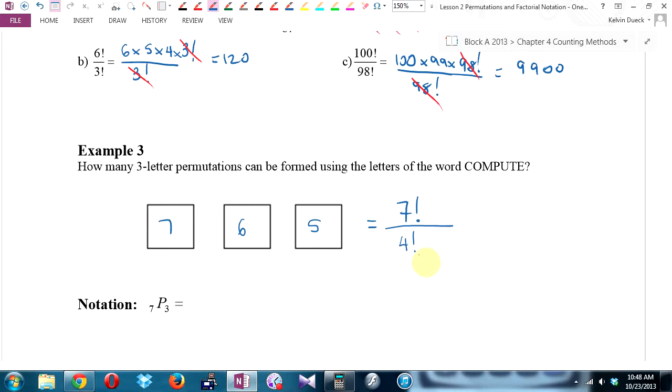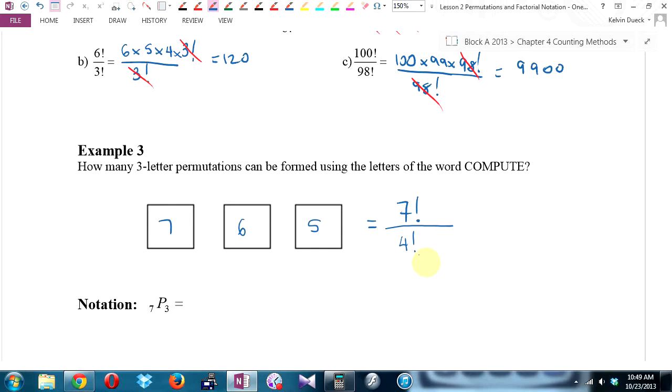From 7 objects, permutate 3 of them. It will do that for you. How many letters? Count carefully. How many letters? 7. You see where that 7 came from? How many letters am I picking? 3. How could I get a 4 from a 7 and a 3?